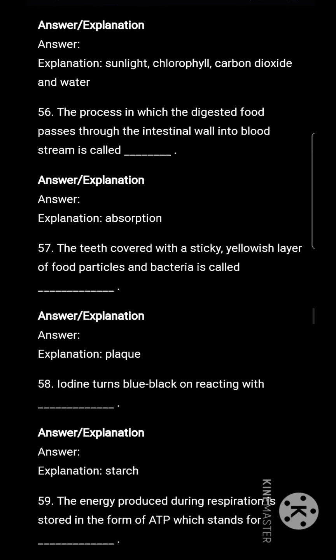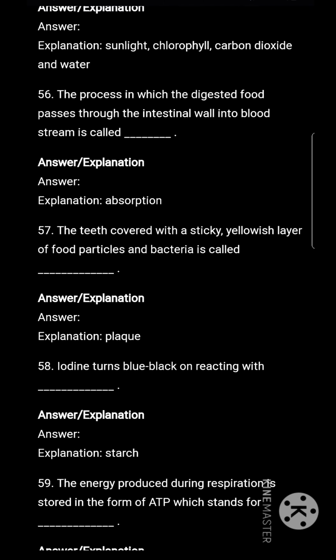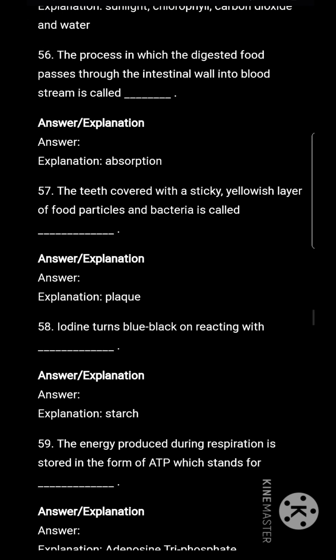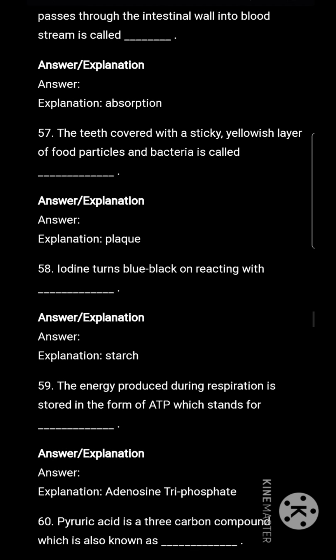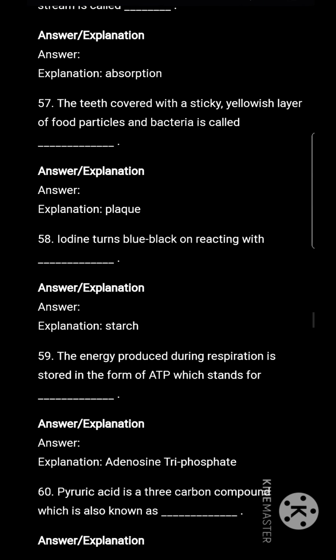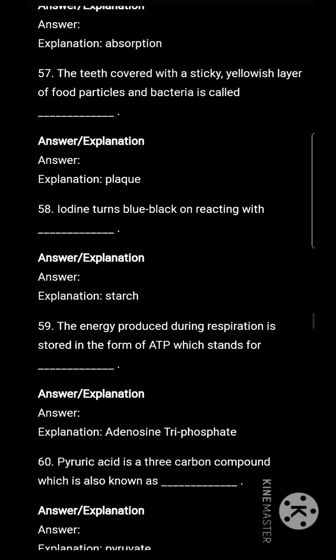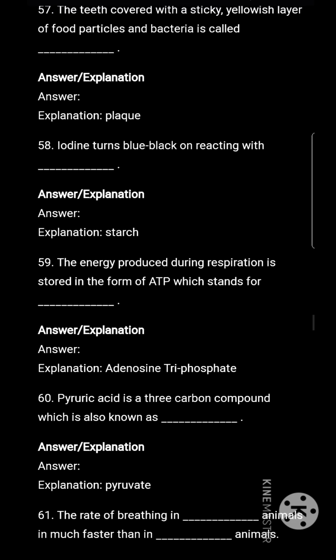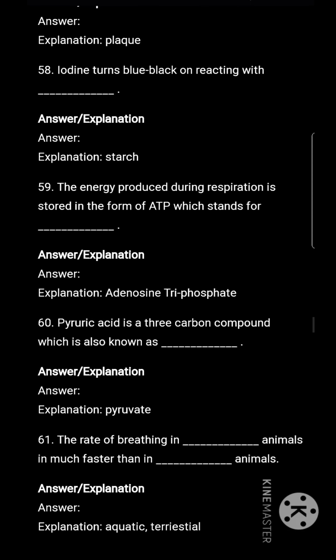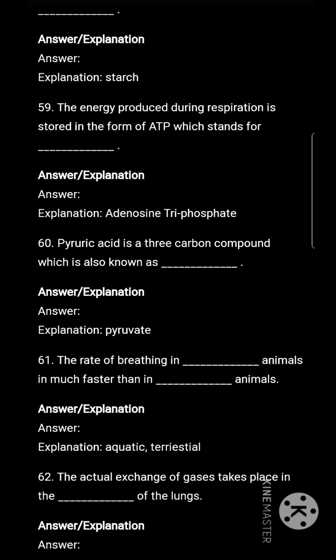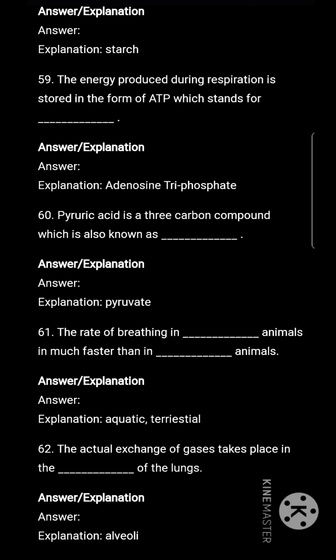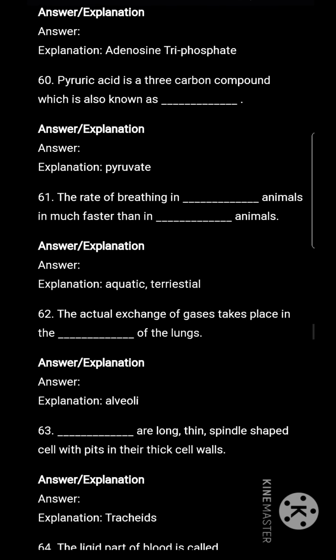The process in which the digested food passes through the intestinal wall into the bloodstream is called absorption. The teeth covered with a sticky yellowish layer of food particles and bacteria is called plaque. Iodine turns bluish black on reacting with starch. The energy produced during respiration is stored in the form of ATP, which stands for adenosine triphosphate.